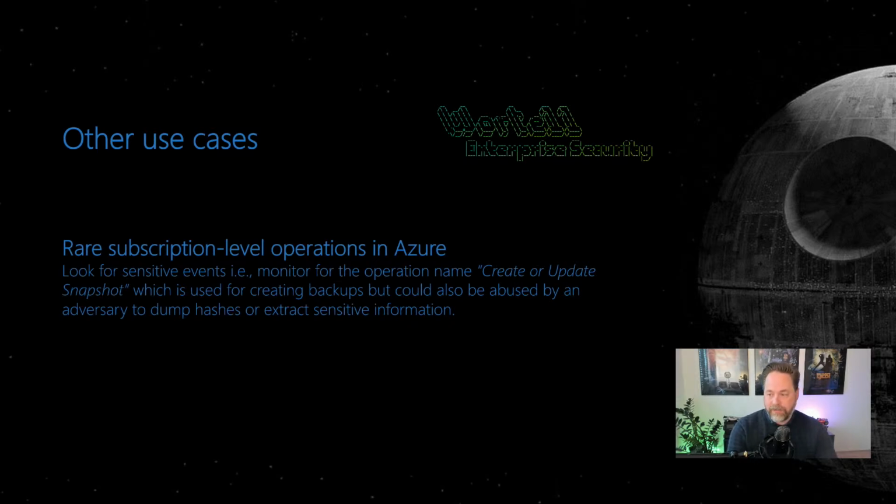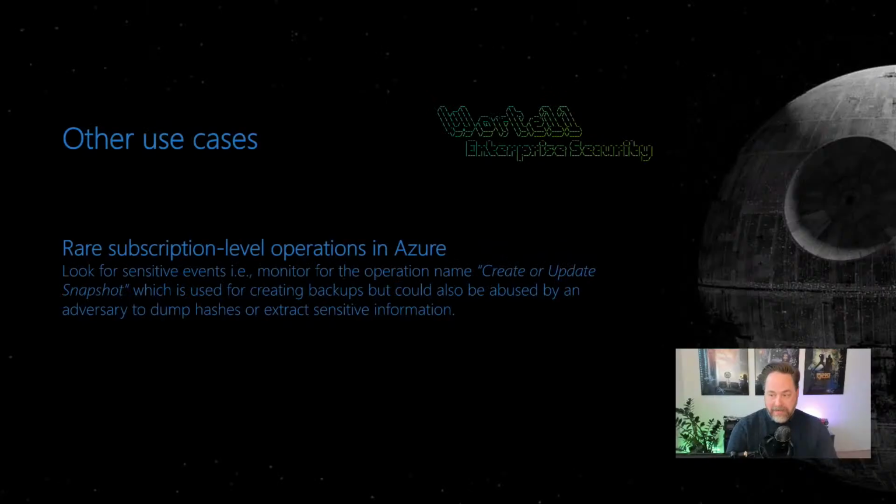In this case, one of the use cases we have is the rare subscription level operations in Azure. You might imagine that activities like, in this example, creating and updating a snapshot might be for backup purposes, but can also be abused by an adversary to extract sensitive information. But you can also use it within your KQL to maybe look for certain deployments, maybe the creation of certain virtual machines or certain resources that you do not regularly use.